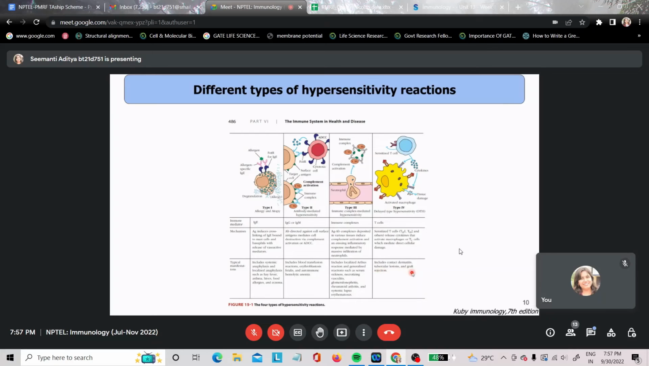So all those responses that require the adaptive immune system, those kinds of hypersensitivity reactions, are mediated by type 4.